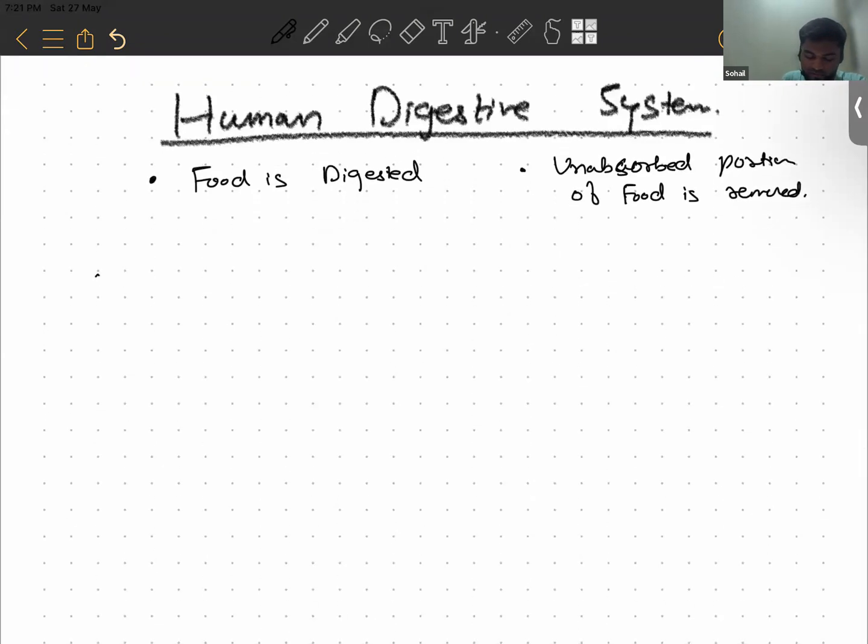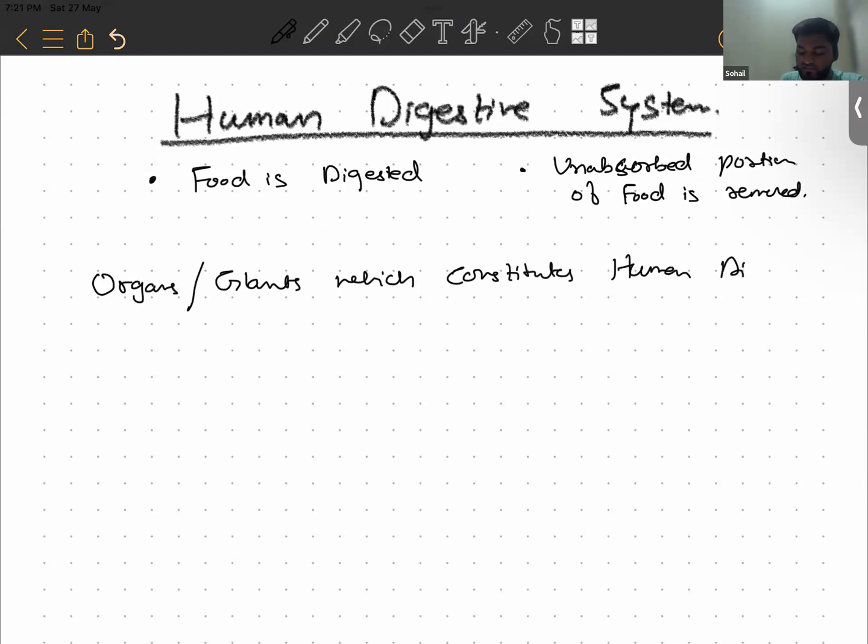Organs slash glands which constitute the human digestive system.